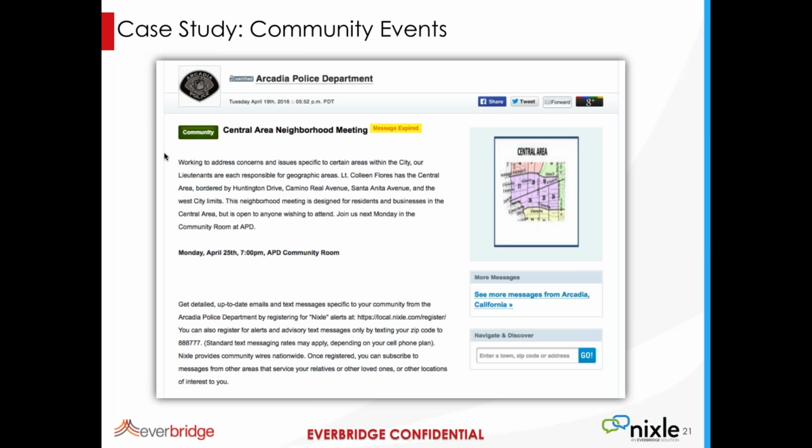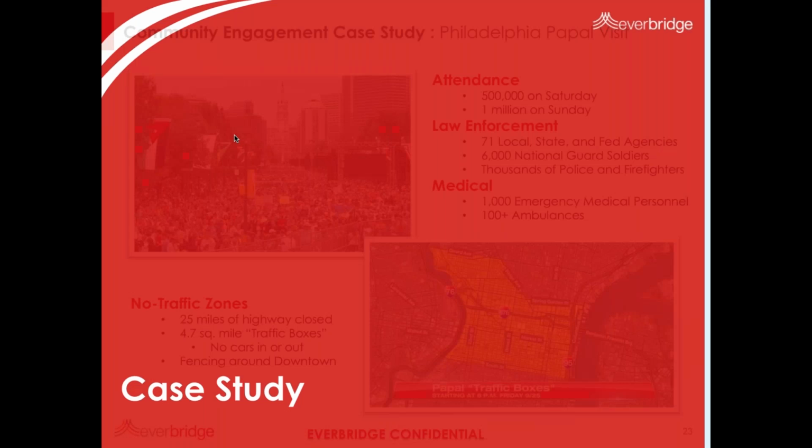So we want to make sure that they get that message via SMS. And then, let's say you have a neighborhood meeting coming up that you want residents to be aware of. Again, great use of the Nixle system. In this case, this is the community message type. So this is, again, great use of the system.